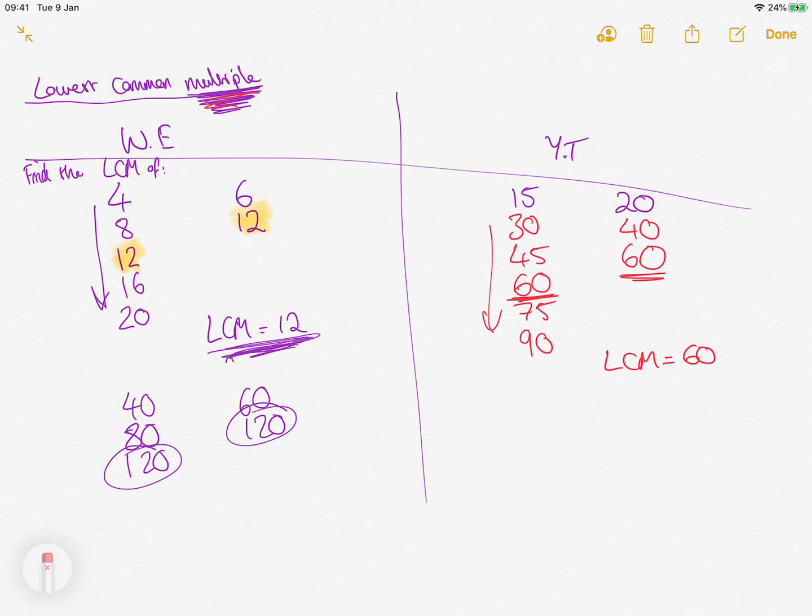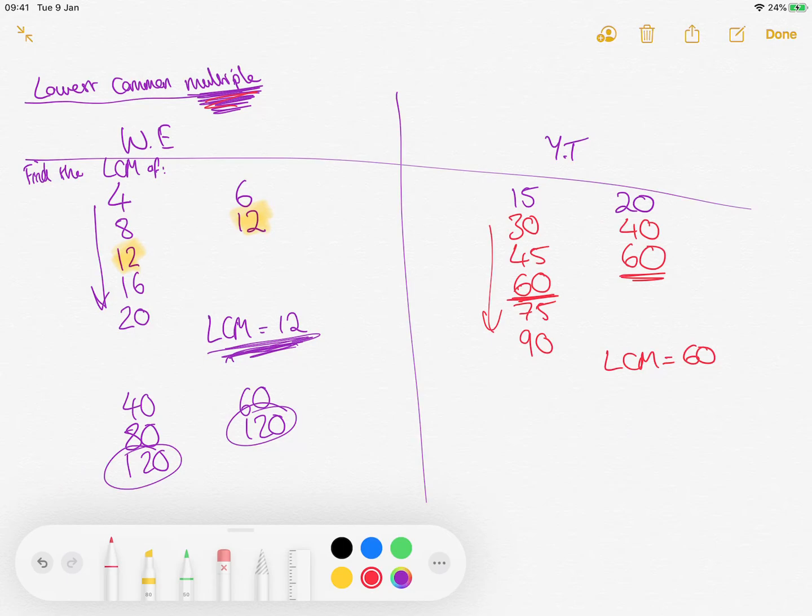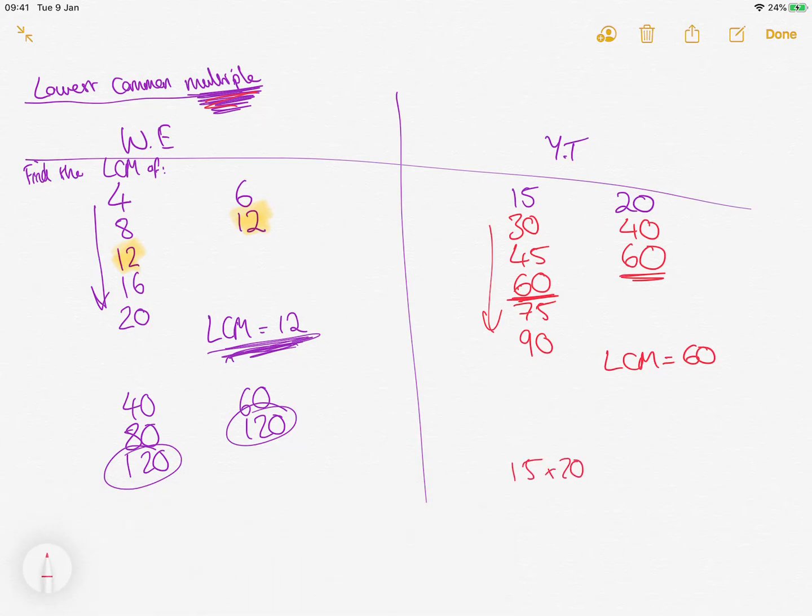So there's a couple of pitfalls that people fall into. It's just times the numbers together, and again, look, you'll see here 15 times 20 is 300, so it's nowhere near what our lowest common multiple is. So that's one common mistake. And then the other one is just being really careful with writing out your multiples, like in that example I gave.